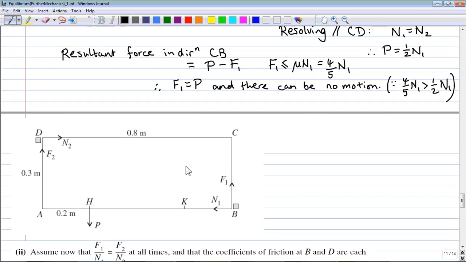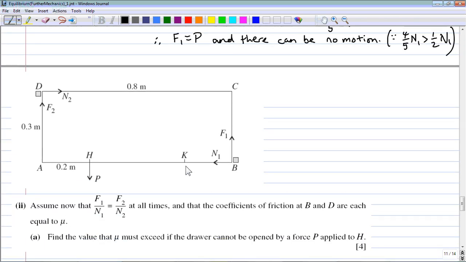Assuming you understood the first part, let's look at the second part. The second part, it says, we now assume, it's kind of a strange thing to write, but you sometimes see these strange things in questions. So assume now that f1 over n1 and f2 over n2 are always equal.